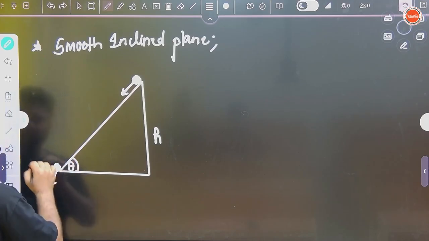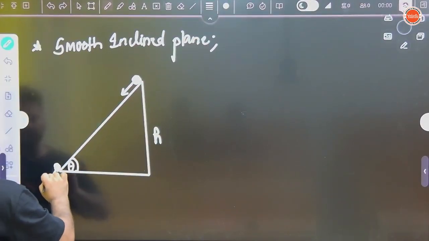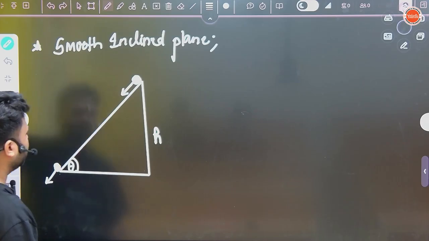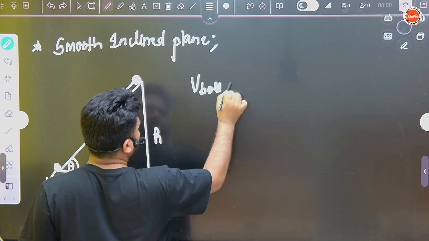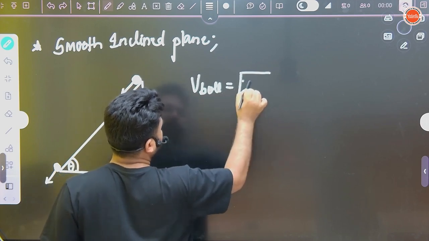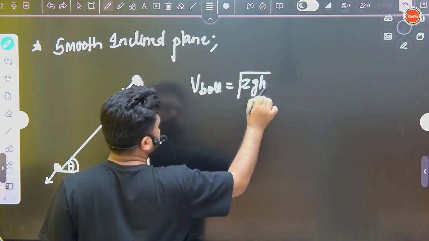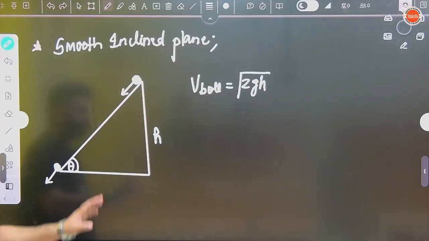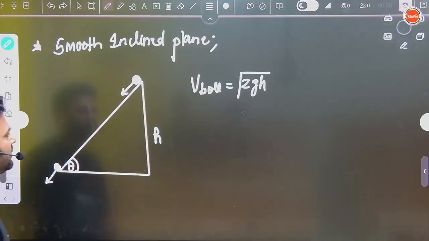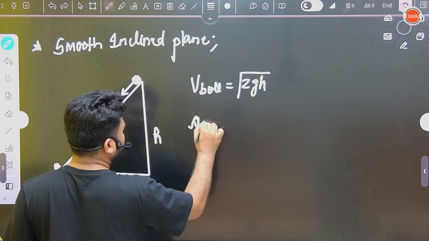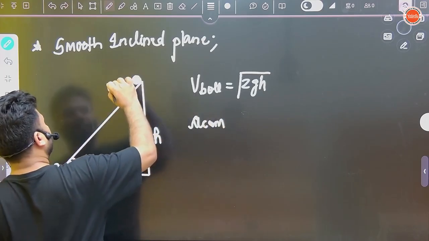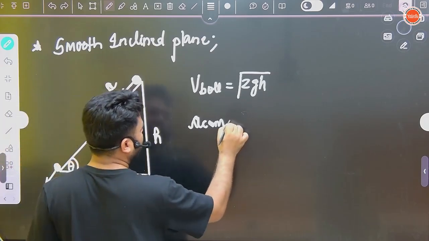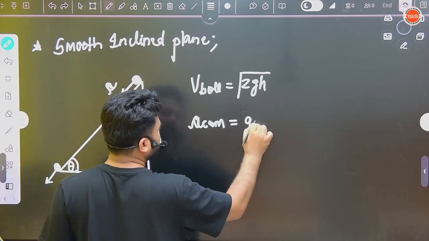So always remember the velocity at the bottom formula. Again, I am not deriving, I am just telling the formula. Velocity at the bottom equals under root 2gh. They ask this question. They also ask what is the acceleration of center of mass, the acceleration of the object. So acceleration of center of mass is nothing but g sine theta.